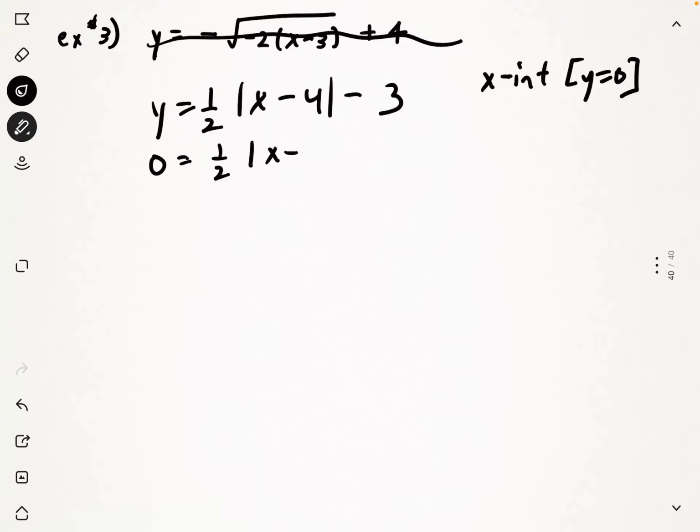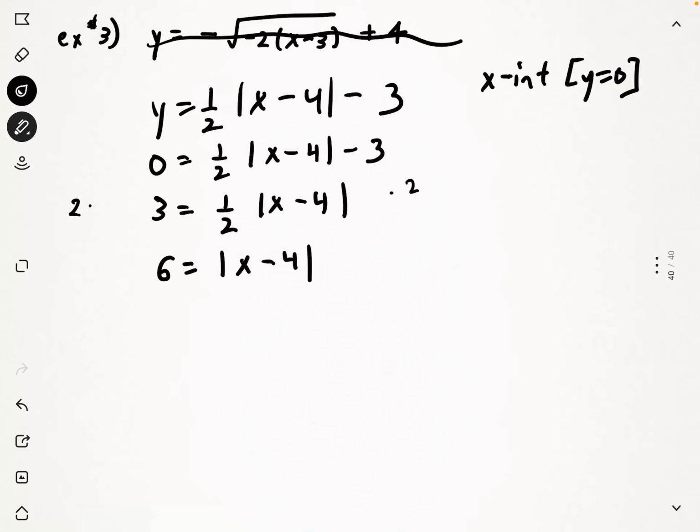Then you want to isolate the x. So I'm going to bring the minus 3 over to make it a positive 3. Now, how do I get rid of that 1/2 in front? I can multiply both sides of this equation by the reciprocal, 2. So 3 times 2 is 6, and a half times 2 is 1, so really nothing in front. Or you can think about it as dividing both sides by a half, which is really multiplying by 2.